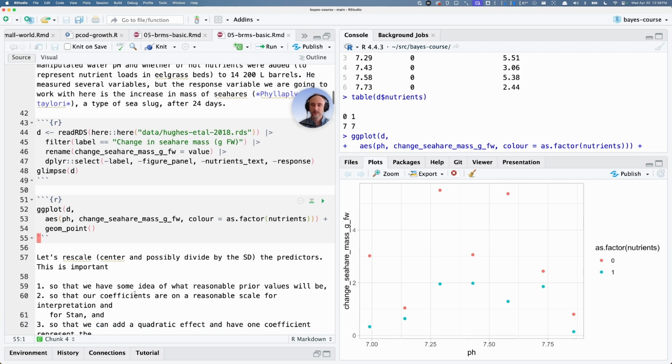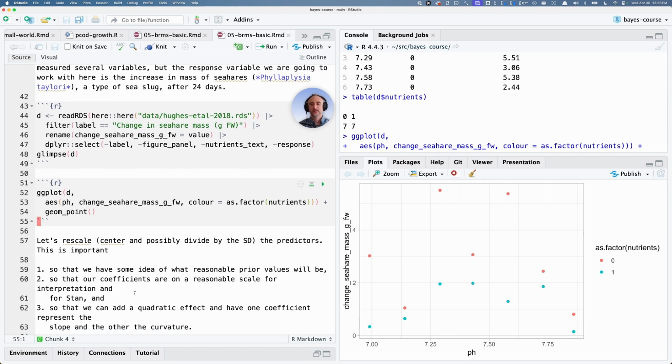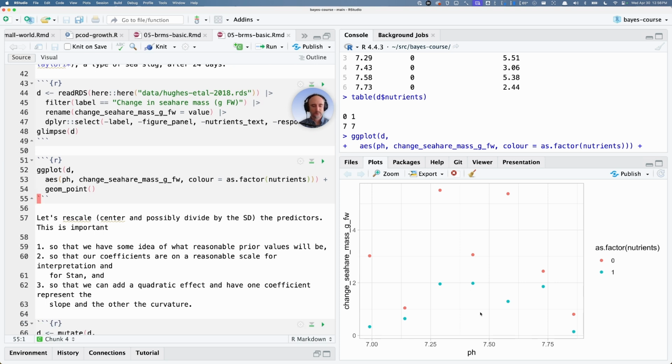So the first thing I'm going to do here is rescale. In this case, center by subtracting the mean and dividing by the standard deviation of my predictor pH. This isn't essential, but it helps for several reasons. One is that it helps us think about priors because it means that we're thinking in terms of units of standard deviation of our predictor instead of whatever arbitrary units we happen to have our predictor in. So we know that the scale is going to be not too much bigger than 0 or 1, somewhere in that scale.